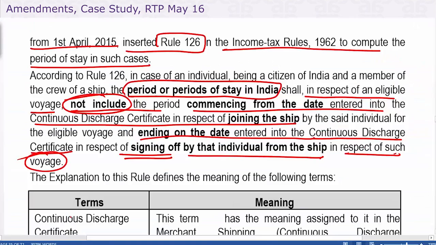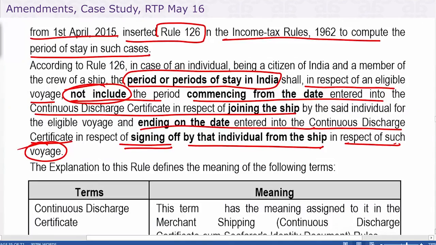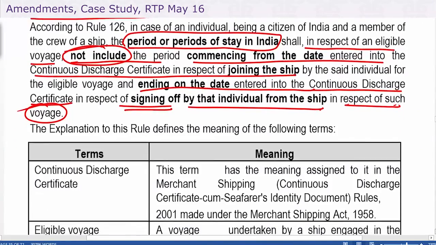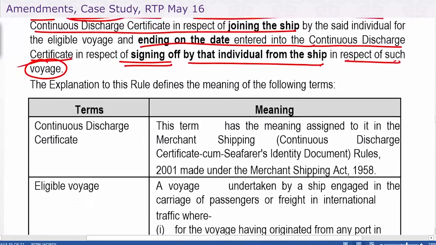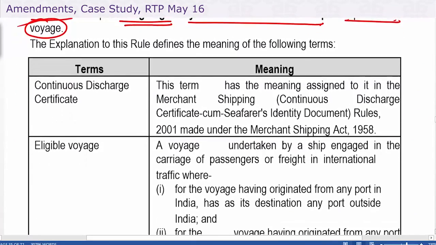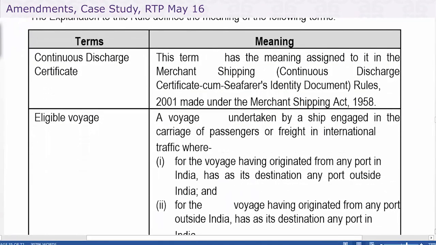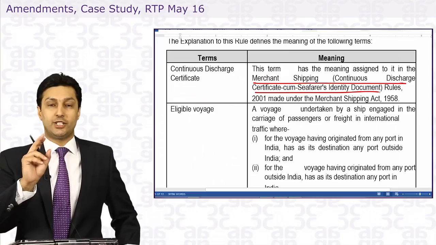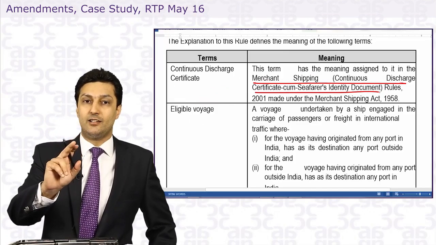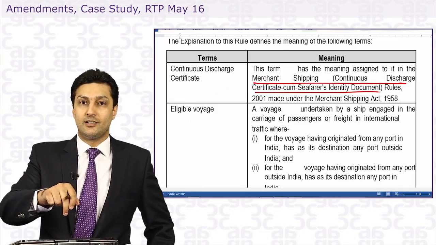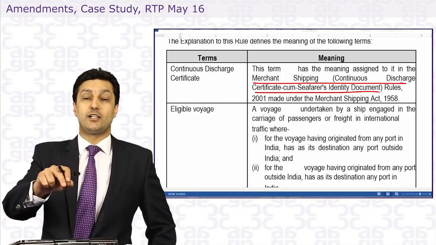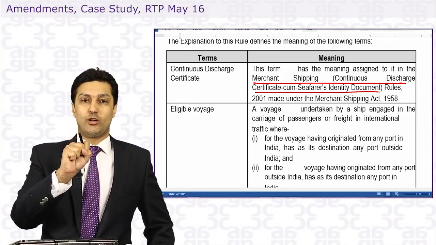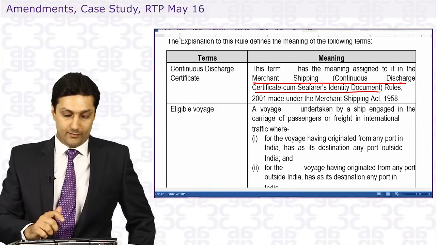The other part, what is the eligible ship? So first of all, we now come to two terms, and you need to understand these two terms carefully. Continuous discharge certificate, this has the same meaning assigned to it in the merchant shipping continuous discharge certificate cum seafarer's identity documents. So it's a certificate given by the ship on which you've sailed to tell you joined on this date, and this is the date your services with the ship are over. That is what we will exclude, nothing more.